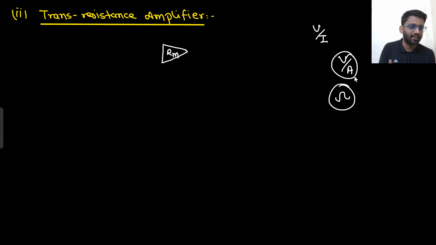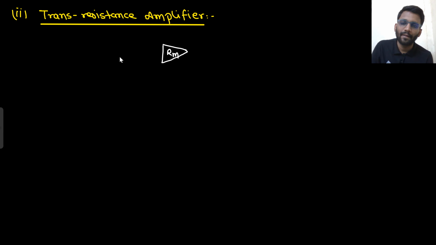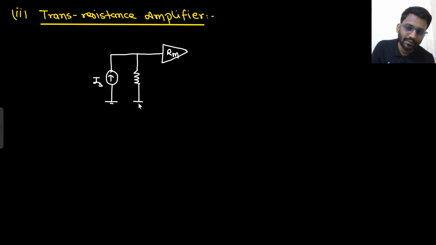Voltage by current. What will be the unit? Ohm. So that's why I am showing it with Rm. Now what will be fed to it? What will be the input? Input should be the current. So Is is the current source that I am having. Now this current source will certainly have some resistance. That resistance is Rs.